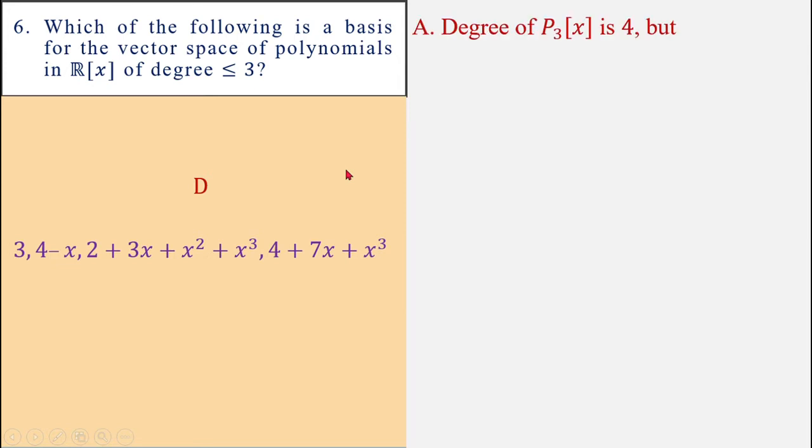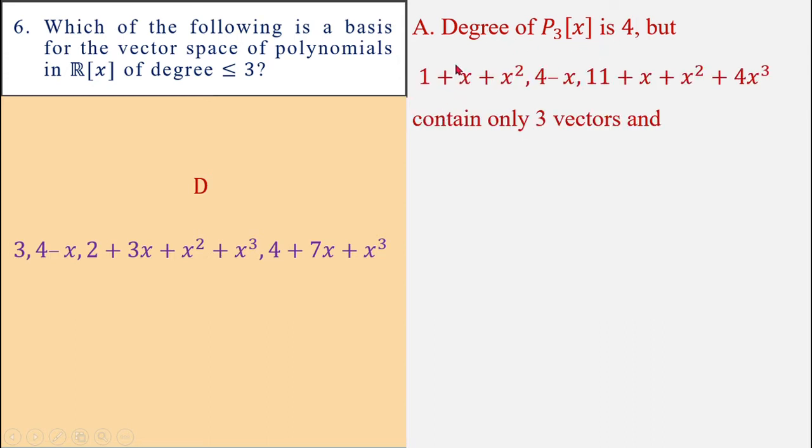The explanation is, in the first option, the dimension of P3 is 4, but the vectors given in option A are only 3: 1 plus x plus x square, 4 minus x, 11 plus x plus x square plus 4x cube. It contains only 3 vectors, so it cannot form a basis for P3.